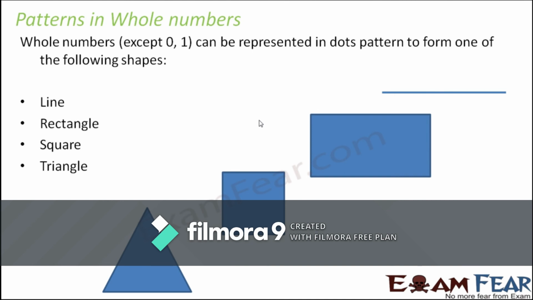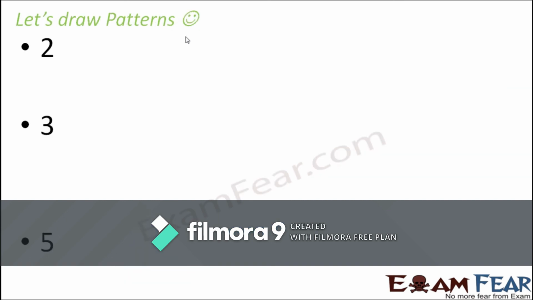Now it would be incorrect to say that all the whole numbers can be represented in this pattern, because there are 2 exceptions, 0 and 1. So except 0 and 1, all other numbers can be represented in the pattern of dots to form one of these shapes: lines, rectangle, square, or triangle. So let's draw patterns for some of them.